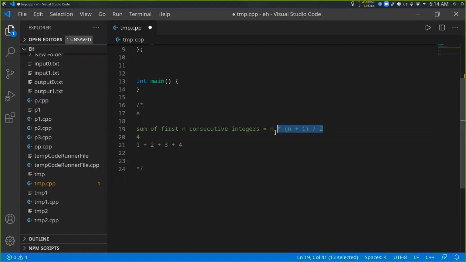So as our equation here, this will be 4 times 5 over 2, which equals 10. Okay, this equals 10, and this equals 10. So we have this equation that gets us the sum of the first n consecutive integers.